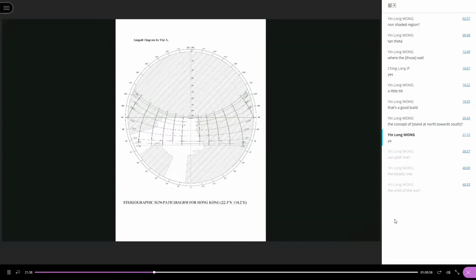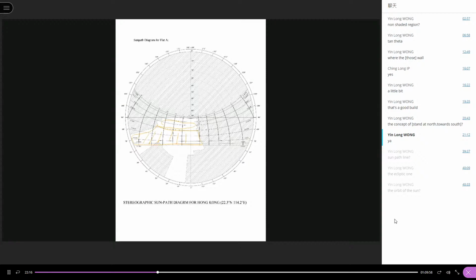So you will see that it has a large availability of winter sunlight. This is the winter sunlight, so you have quite a large amount of it. And then this is autumn and then spring. And for the hot summer, the sun is actually behind your window, so you will be shaded from the hot summer sunlight. So this is the good point of flat A.